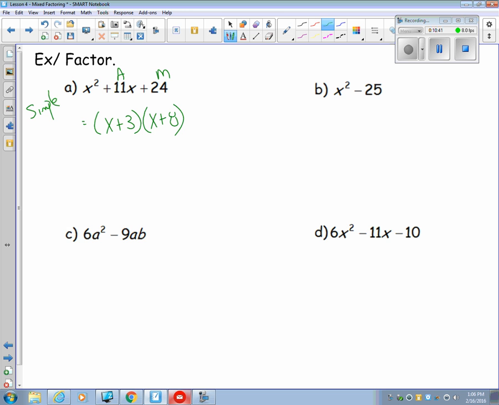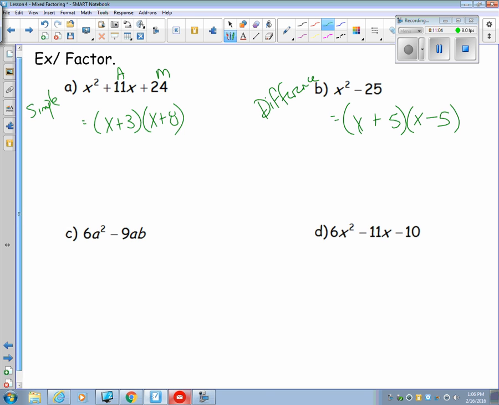Second one, no common factors. Oh, but there's 2 terms, a minus sign in the middle, and I can square root it. That means it's the difference of squares. I square root the first thing, square root the last thing. 2 brackets, 1 plus, 1 minus. Check if I can go further. No even exponents. Done.